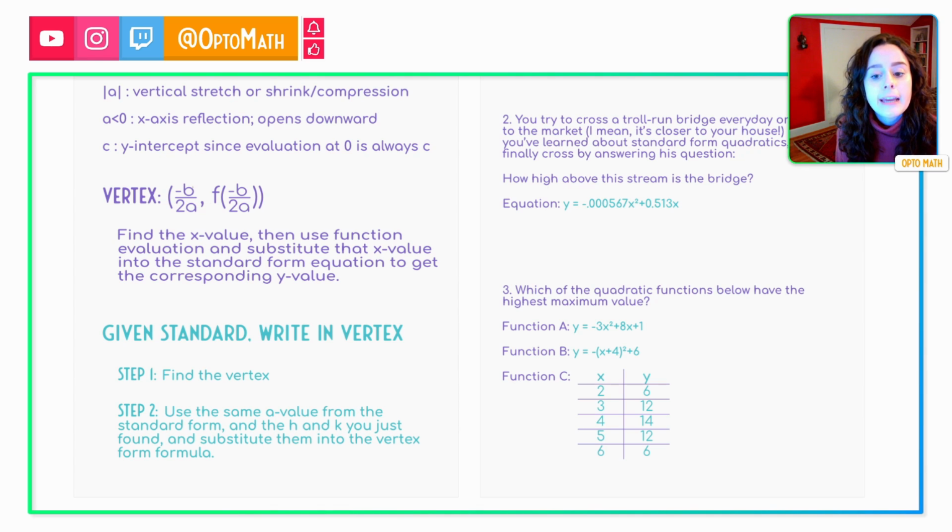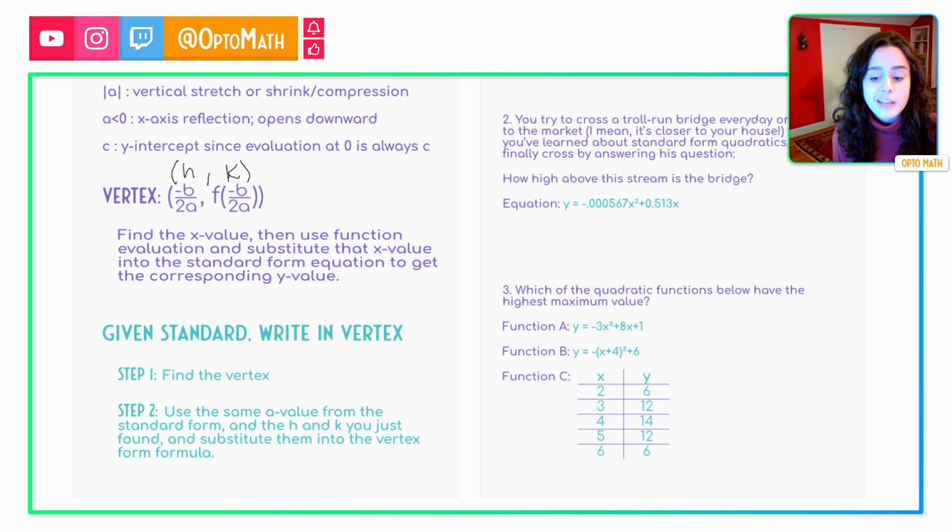The x value is negative b divided by 2a, where b is that x coefficient and a is the x squared coefficient. Remember that coefficient just means the number being multiplied by a variable, and it's typically in front of the variable. And if we want to find the y value, so our k, because remember our vertex is h, k, our k value is just whatever y value you get when you substitute your h in for x into the equation. And that's all you do. You do that function evaluation, that f of negative b over 2a.